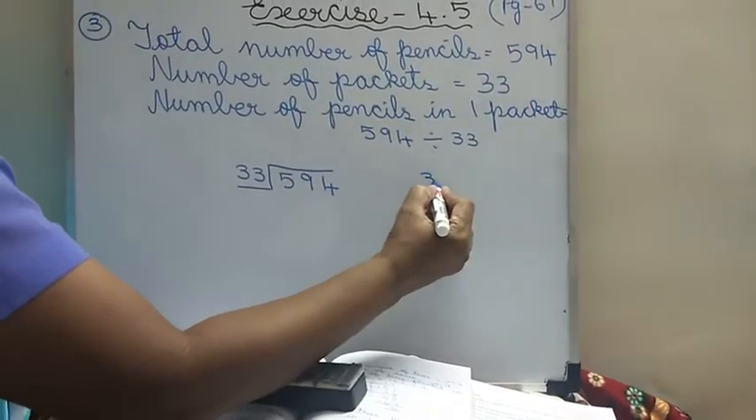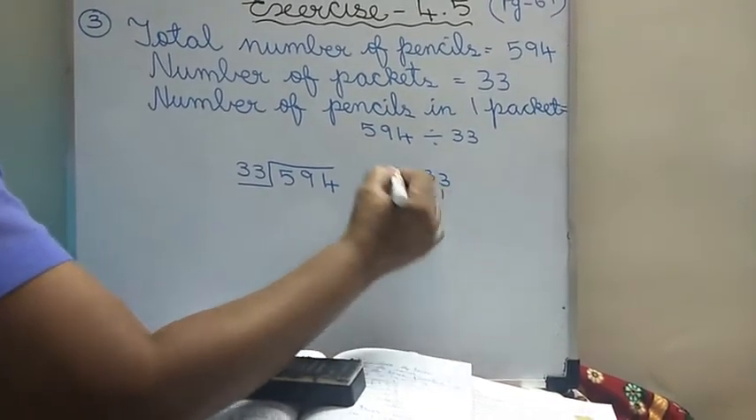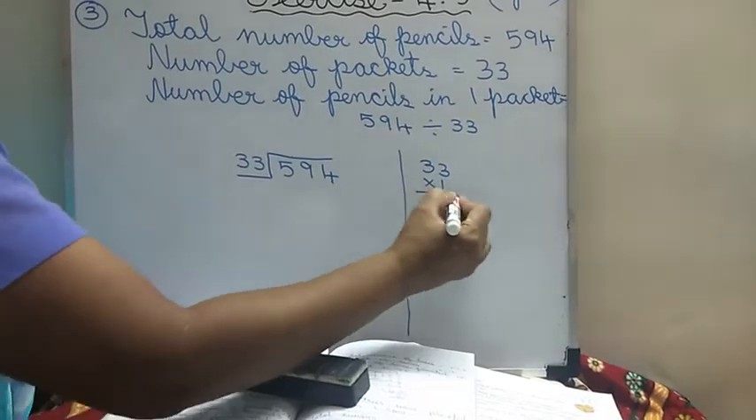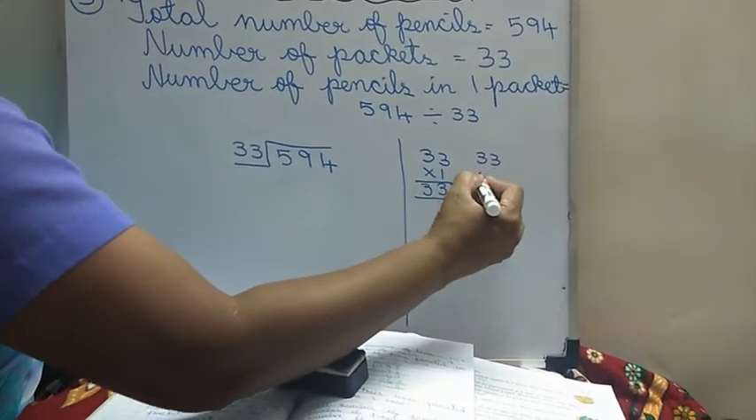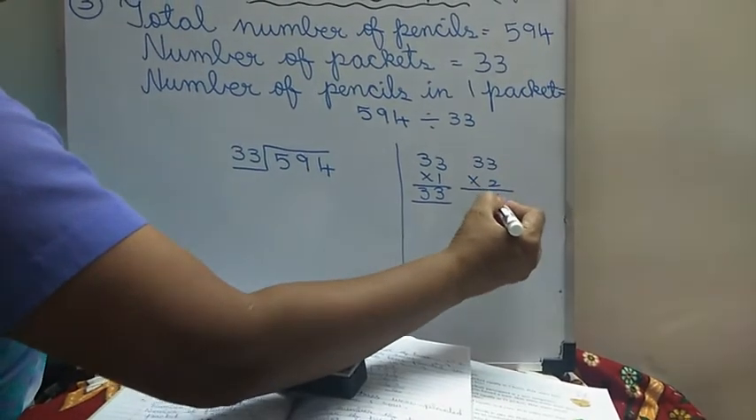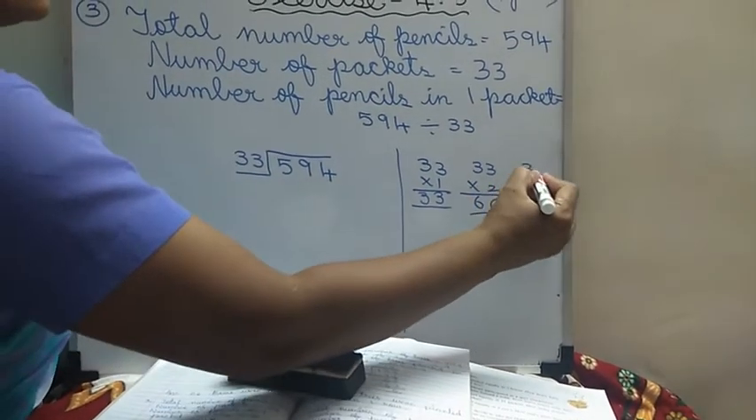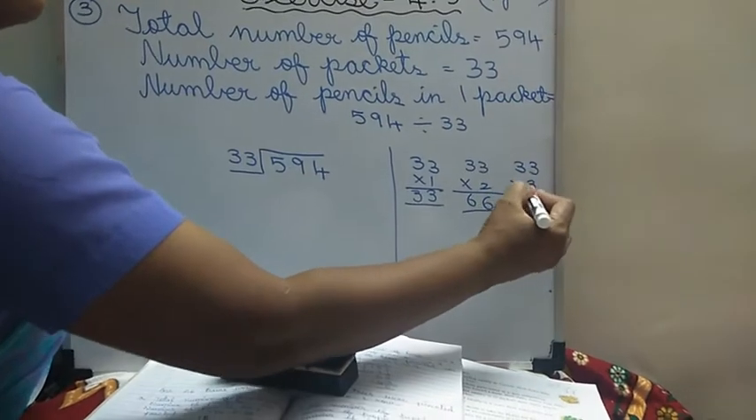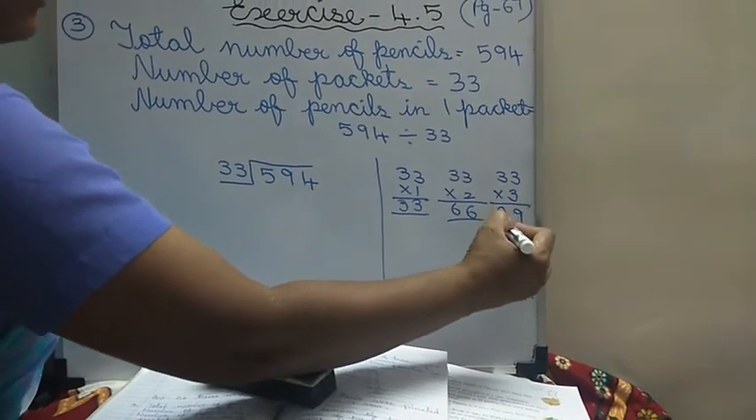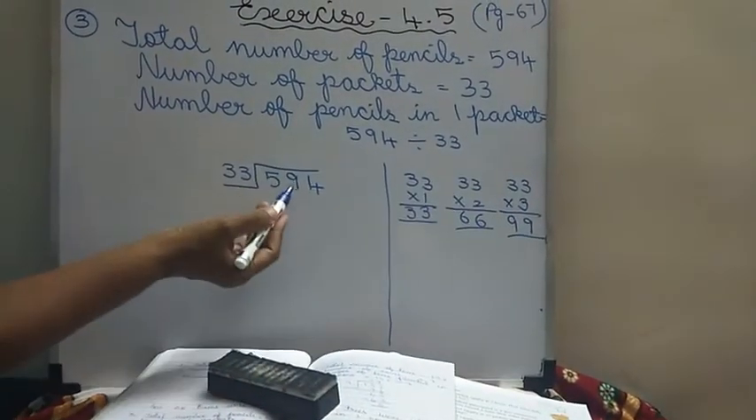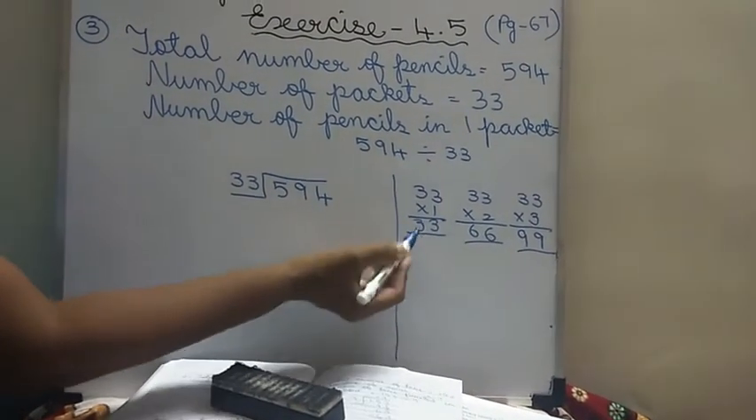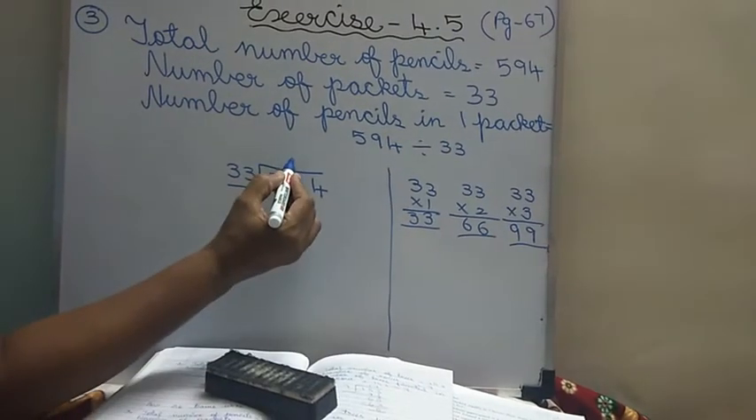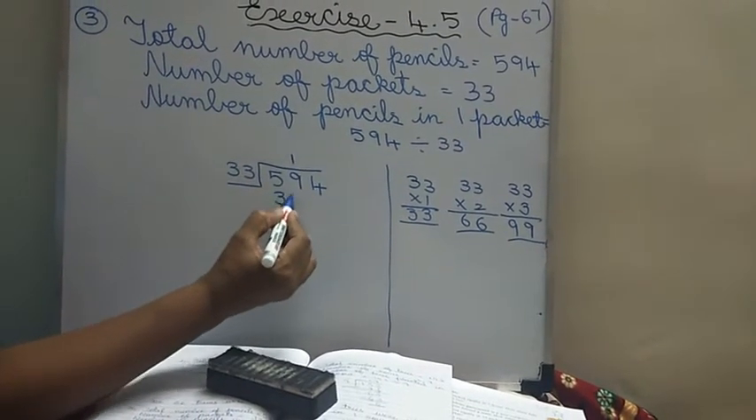So what do you have to do? 33 into 1. You can do it in the rough column. So 33 ones are 33. So 33 into 2, what will come, children? 66. And 33 into 3, what will come? 99. So we can't put 99 here, and 66 also we can't put. So the smaller number is 33. So 33 ones are 33.